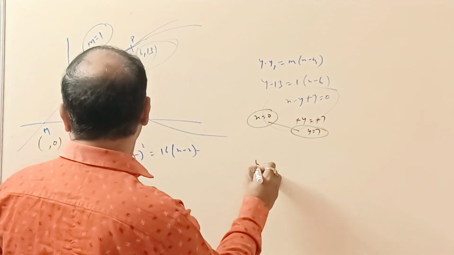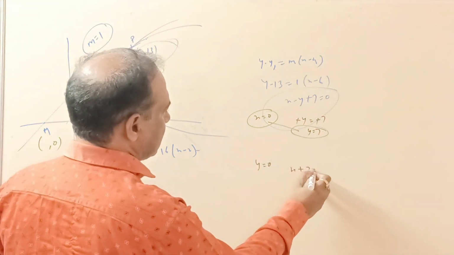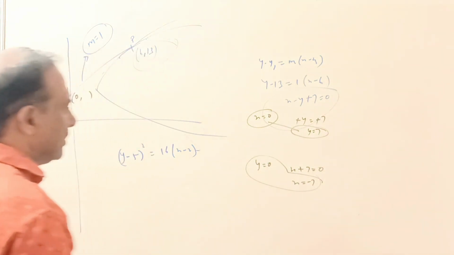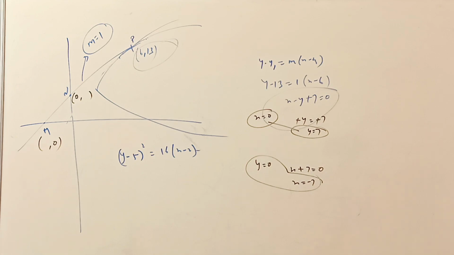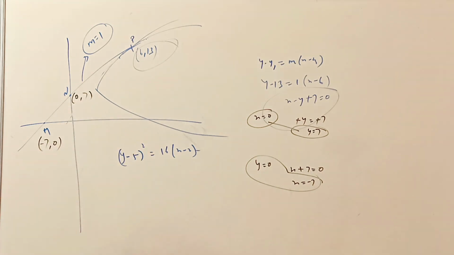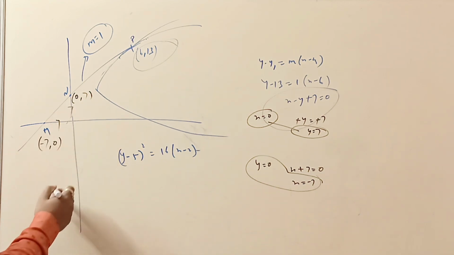And if I put y is equal to 0, I will have x plus 7 is equal to 0 and x is equal to minus 7. So when x is equal to 0, I will have y as 7, and otherwise I will have minus 7. Now with the help of the distance formula, you can find the distance of MN, or simply you can do it like this: this will be 7 and this will again be 7.